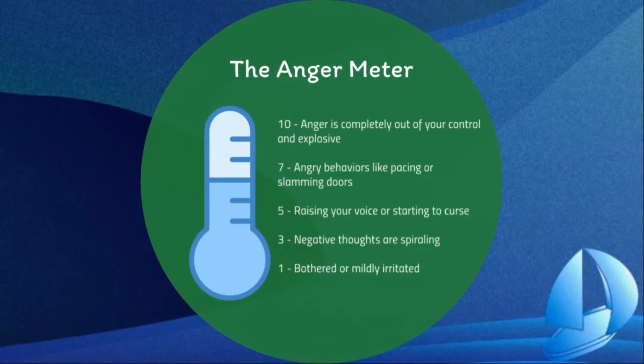In order to become aware of your anger, you need to monitor it. A simple way to do this is to use the tool called the anger meter. You can utilize the anger meter to measure the level of anger you are experiencing at any given time. The numbers correspond to how angry you are feeling. So as you see, 1 can be bothered or mildly irritated.